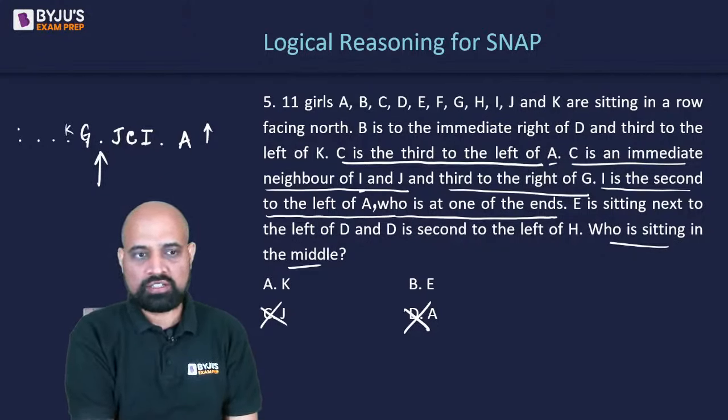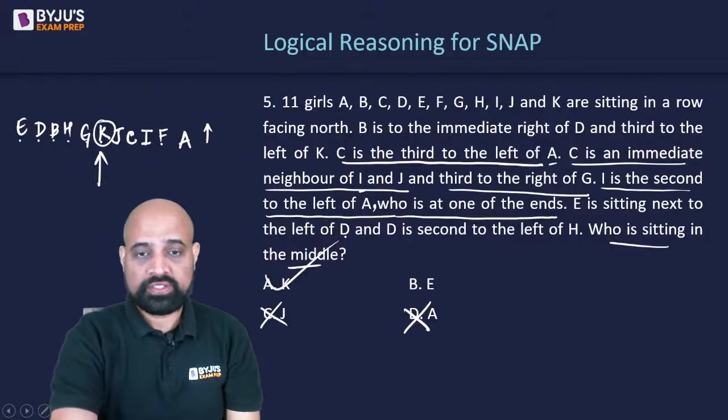So we have A, B, C, D, E, F is missing. So F is supposed to be here. Anyways, we had already figured out where K is. So I was just completing this sequence so that I was more confident that I did not miss out on anything, right?